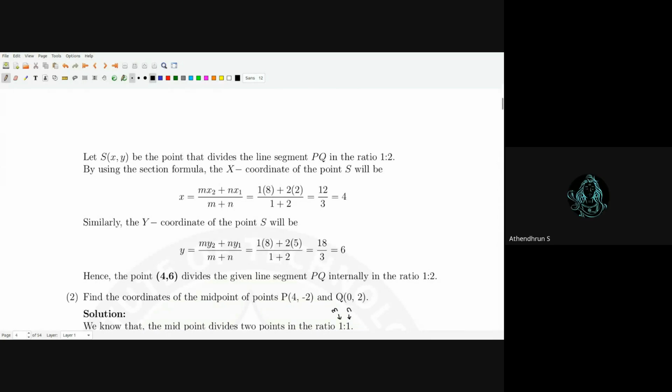Sir, kindly put 1 by 2 comma 0. So let me put it as an option here. Okay, so Atendran says 1 by 2 comma 0. Just take a minute. Just put it in the formula. That's it.